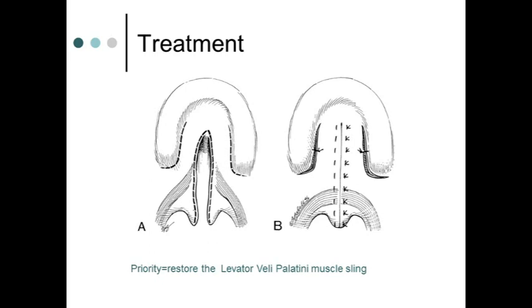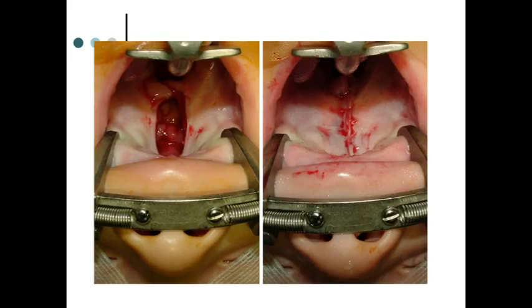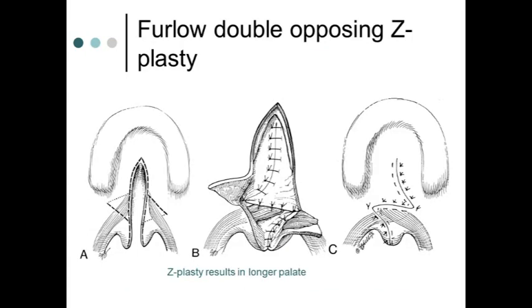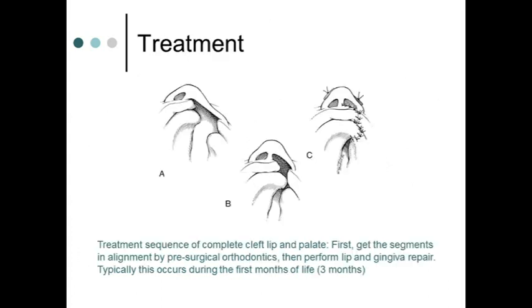And the treatment: we restore the levator palatini muscle sling. The muscles are abnormally inserted in this area, so we have to correct this abnormal insertion, completely dissecting it, and we divide these layers into three layers: an oral layer of mucosa, a nasal layer, and the muscle. The Furlow I don't like very much. It takes both layers like this, a Z-plasty.